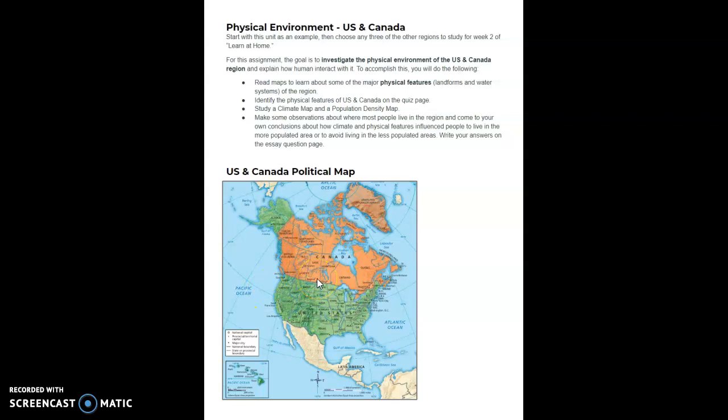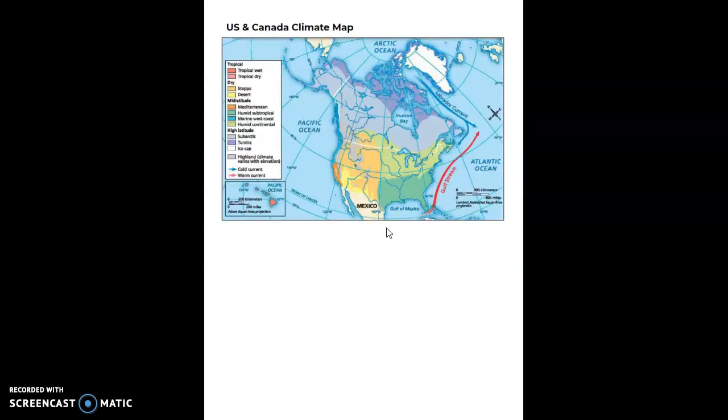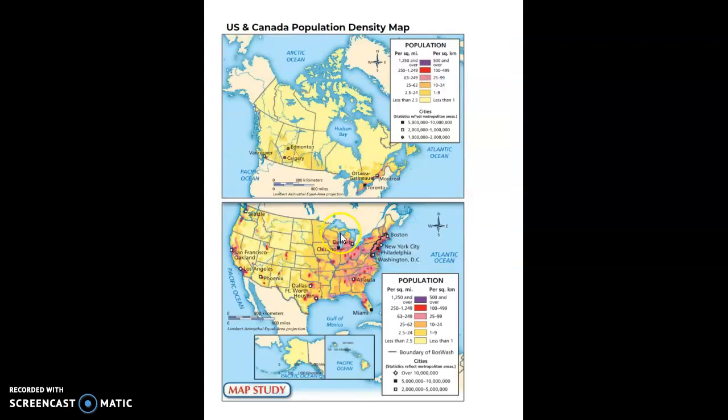It's just a guideline to show you basically what the political boundaries are of the country, of the region. This physical map is the one that's going to be most helpful to you on the quiz, and it has a lot of the different landforms and water systems that will be on the quiz. So I would have that one available, and then you'll be referring, and they show in Canvas, to the climate map, the physical map, and the population density map.